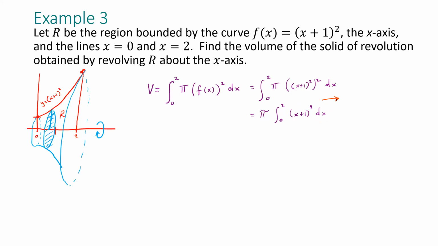But yeah, you can just let u equal x plus 1. And so that's a nice simple substitution where du is equal to dx. So the integral is just u to the 4th du, much simpler integral. I don't have to deal with foiling it at all. Our limits of integration would change from 1 to 3.